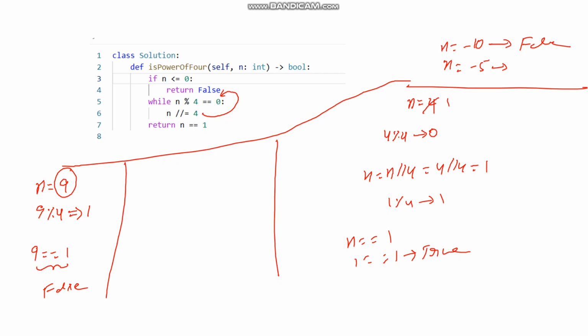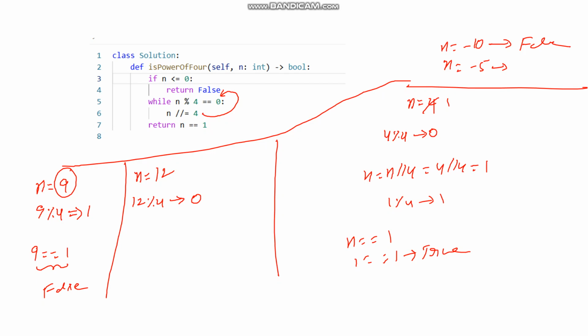Right. If I give the n value as 12. Assume here I give the n value as 12. 12 is less than or equal to 0? The condition is false. This will not be executed. While n mod 4, 12 mod 4. What is 12 mod 4? The value is 0. 0 equals 0. The condition is true.